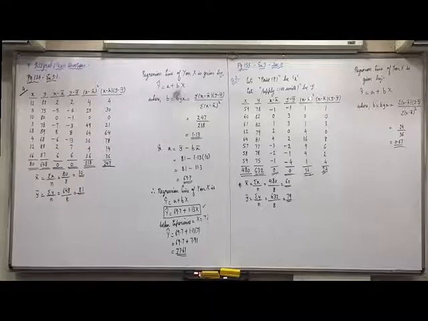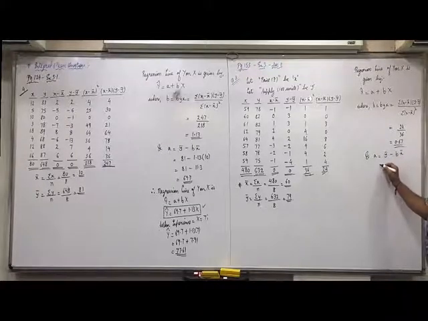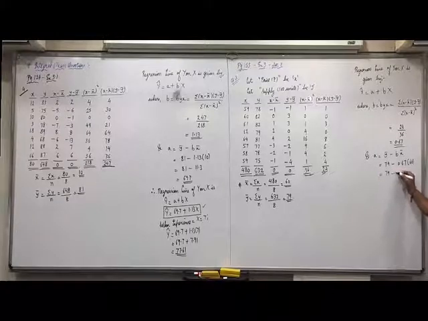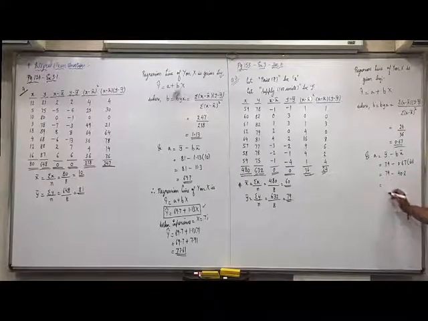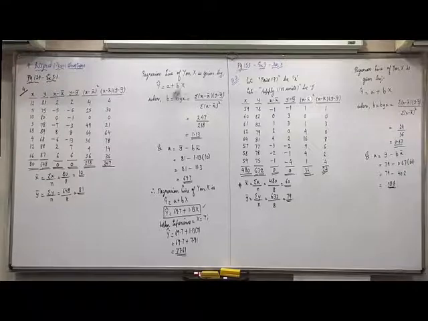Then, A is equal to y bar minus b x bar. Y bar is 79, minus b, which is 0.67, into x bar, which is 60. 79 minus 40.2, so that comes to 38.8. So now, is everyone clear with this?